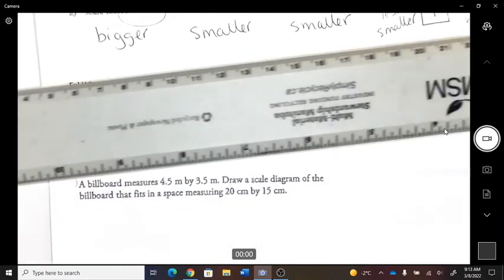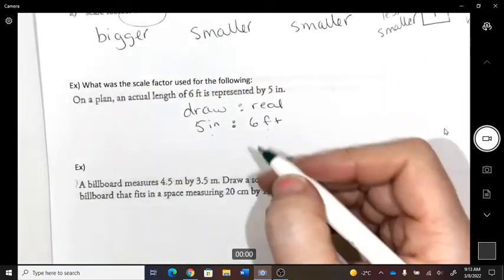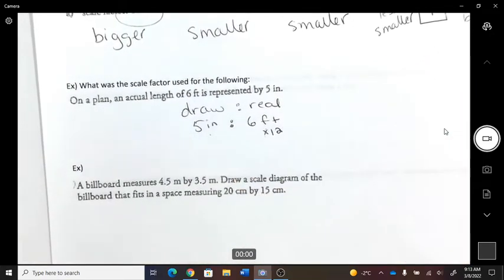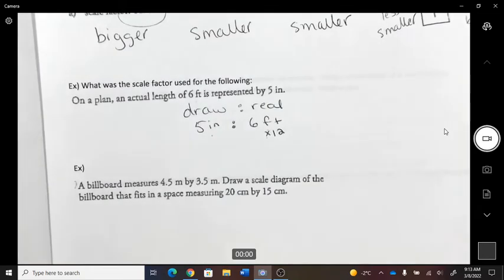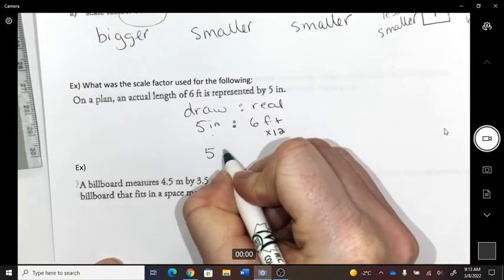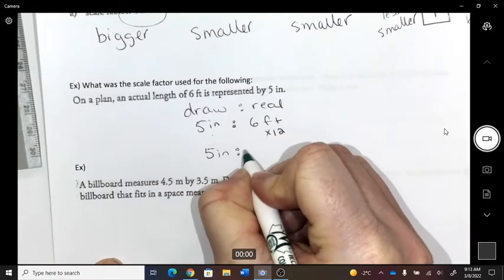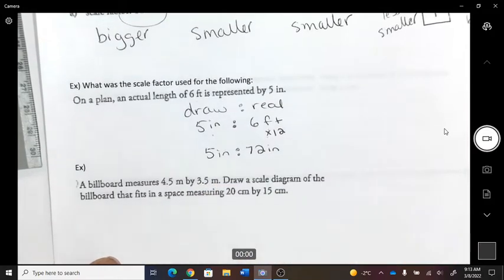There's 12 inches. So I'm going to times that by 12. 12 inches are in 1 foot. So, every 5 inches on the drawing would be 72 inches in real life.